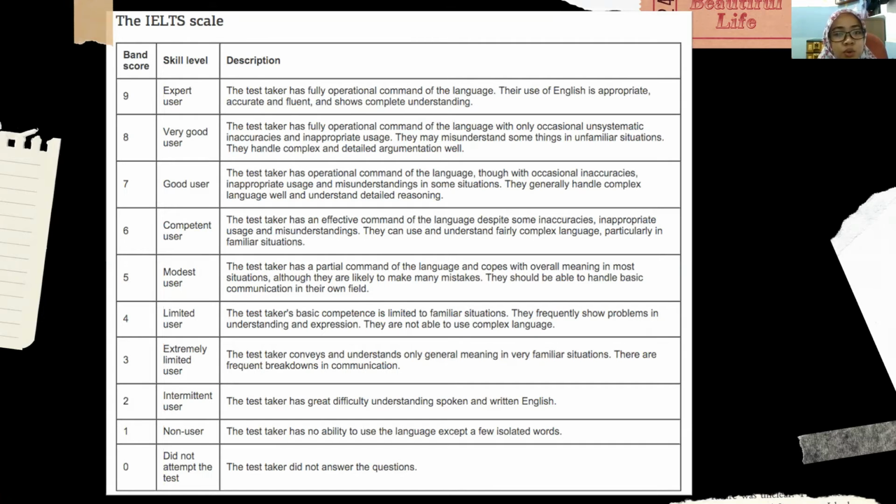If the average score across the 4 skills ends in 0.25, it is rounded up to the next half band. If it ends in 0.75, it is rounded up to the next whole band. So it's all about the IELTS that I can explain.